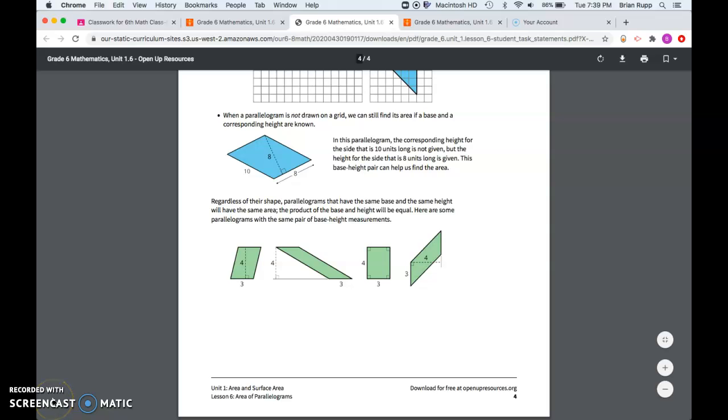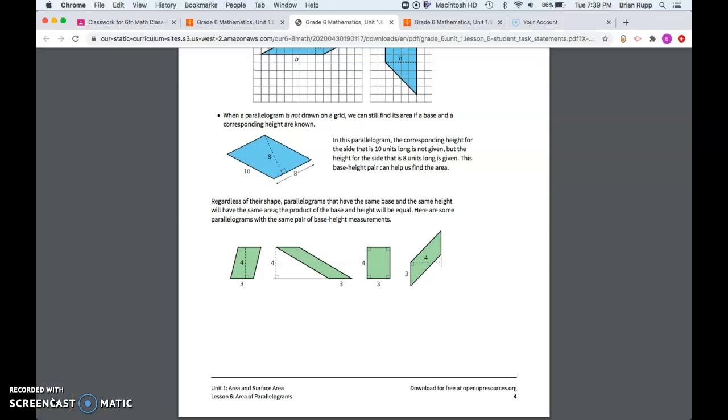That concludes the overview and the summary of Lesson 6.